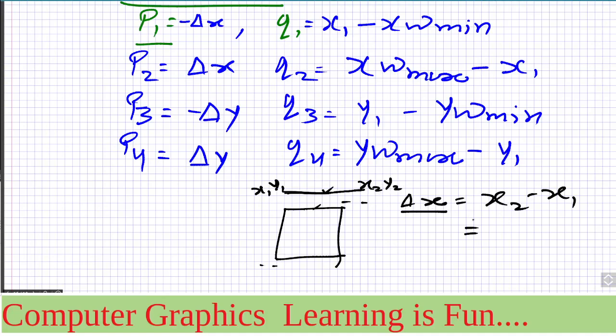So what is the value of delta x? You have to understand, if the line is horizontal here, and if at all it is horizontal, in that case the value of x will remain same. Okay, so if the value of x is same, in that case the difference of these two will be 0, right?